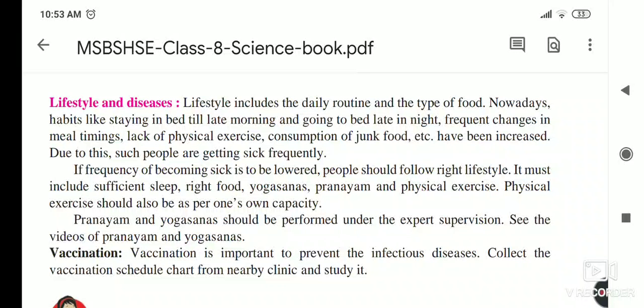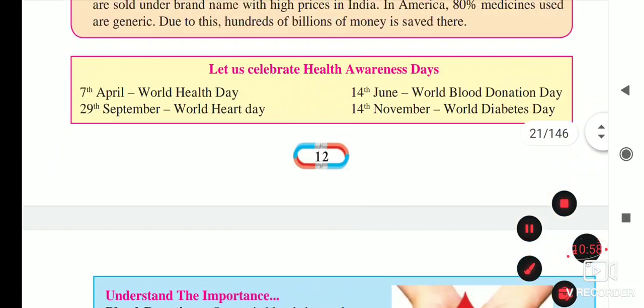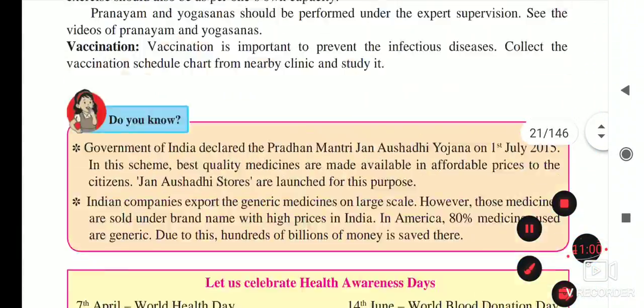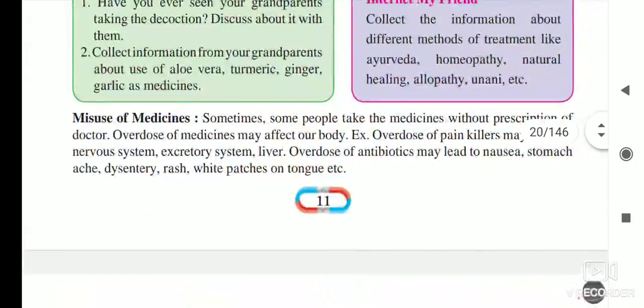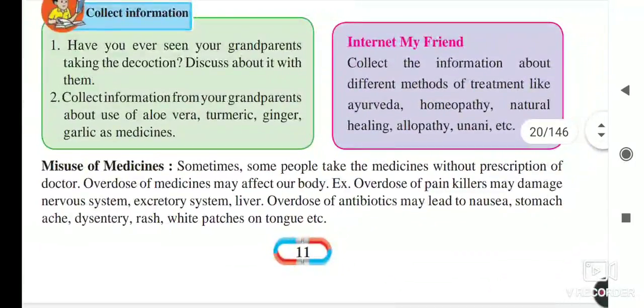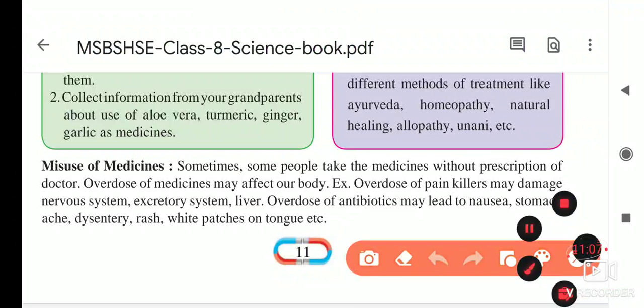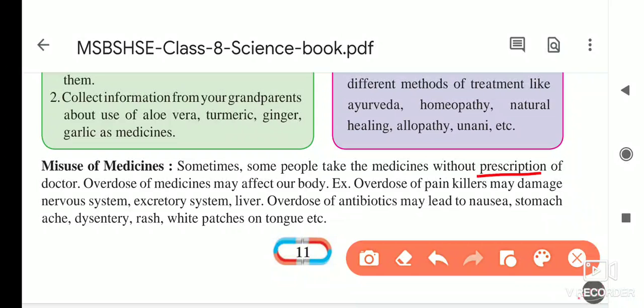The next point I gave you is the short note on the misuse of medicines. Sometimes some people take medicines without prescription. Whenever our head is paining or something happens, we go directly to the medical shop, and we just tell them the symptoms and they give us the medicines.